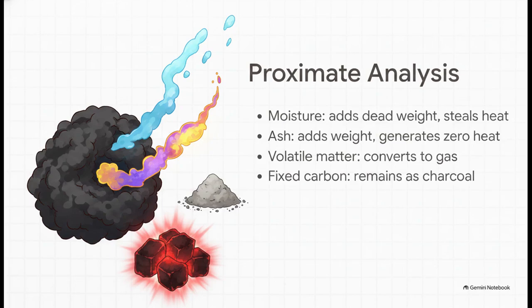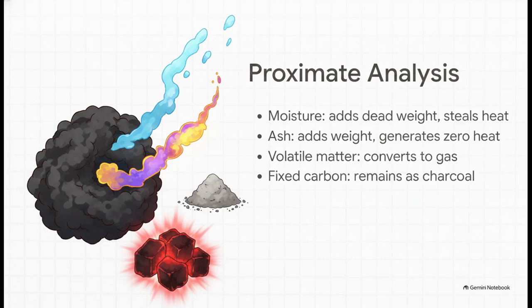So, the crucial point is this. While ultimate analysis gives us the exact chemical elements, proximate analysis evaluates the pure physical combustion properties of our refuse-derived fuel. We break it down into 4 fractions. First, moisture content. This just adds dead weight, and boiling it off literally steals heat from the furnace. Second, ash, more dead weight that generates zero heat. Third, volatile matter. This is the highly combustible good stuff that flashes right into gas.